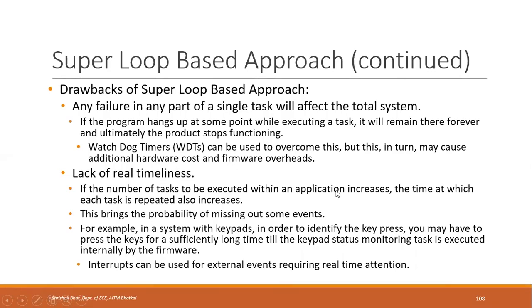For example, in a system with keypads, in order to identify the key press, you may have to press the keys for a sufficiently long time till the keypad status monitoring task is executed internally by the firmware. So if it requires an operation like this, with just a single press, sometimes you might miss that particular key press. Interrupts can be used for external events requiring real-time attention. That is one of the solutions for this. By using interrupts, you can try to avoid missing certain events.